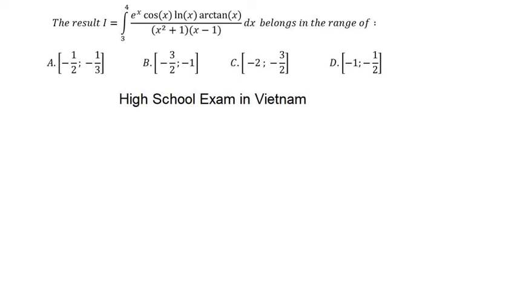The topic today is about the integral. The result I equals the integral from 3 to 4 of e to the power of s cosine s ln s arctan s over s squared plus 1, everything multiplied with s minus 1 ds, belongs in the range of. So I will show the technique of how to answer the question.